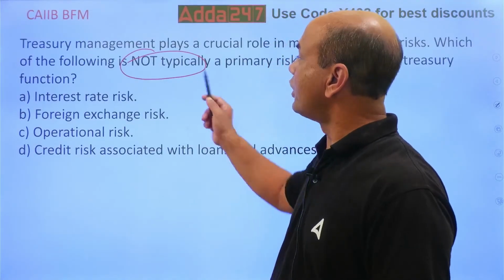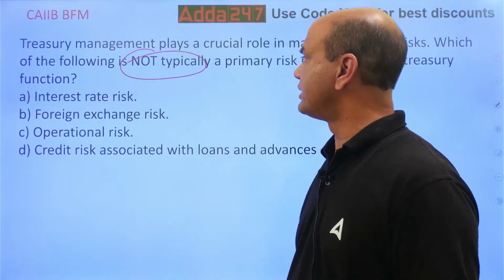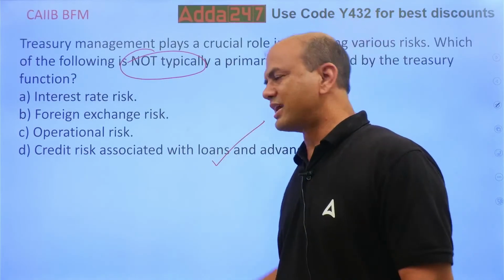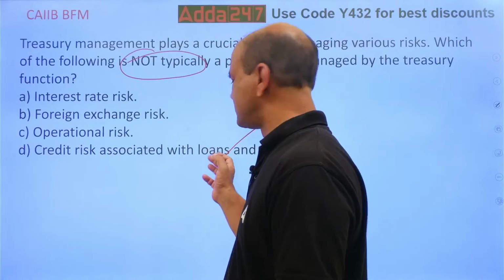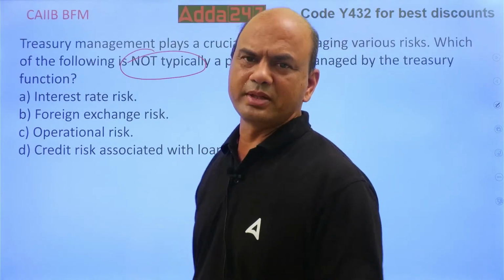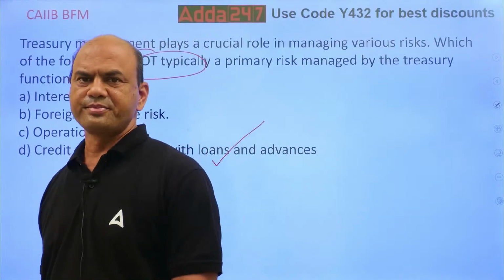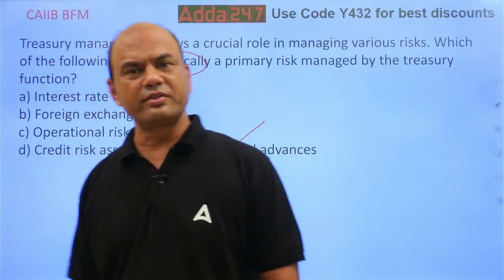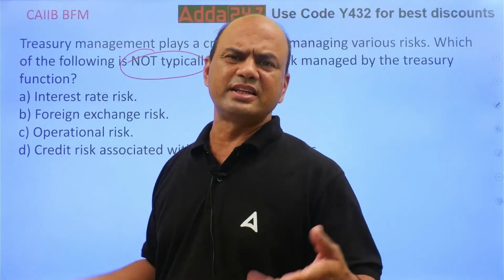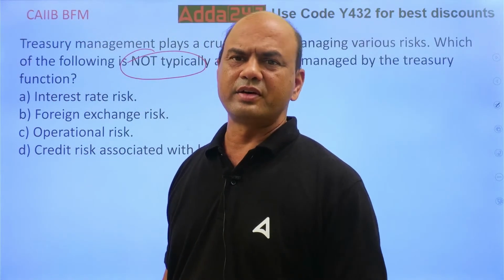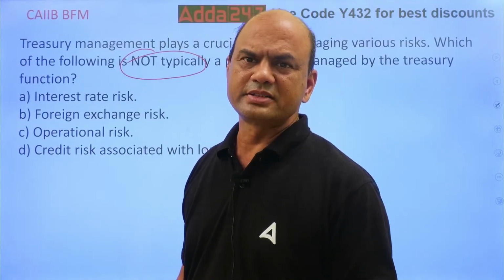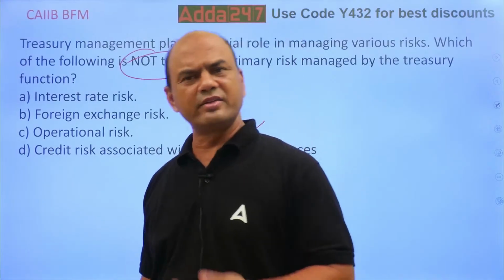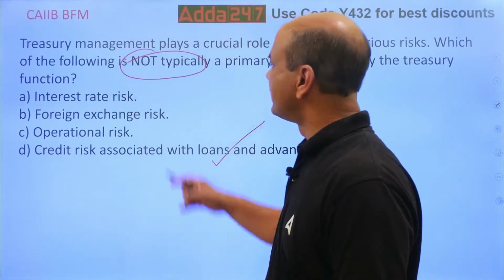So, not typically the risk managed by the treasury. So this is the answer: credit risk associated with the loans. See, loans are not given by the treasury that much. So treasury will not give this loan. This will be handled by the other teams, right? Your credit team, your retail team, your trade finance, they will handle this, isn't it? So interest rate risk is managed by treasury.